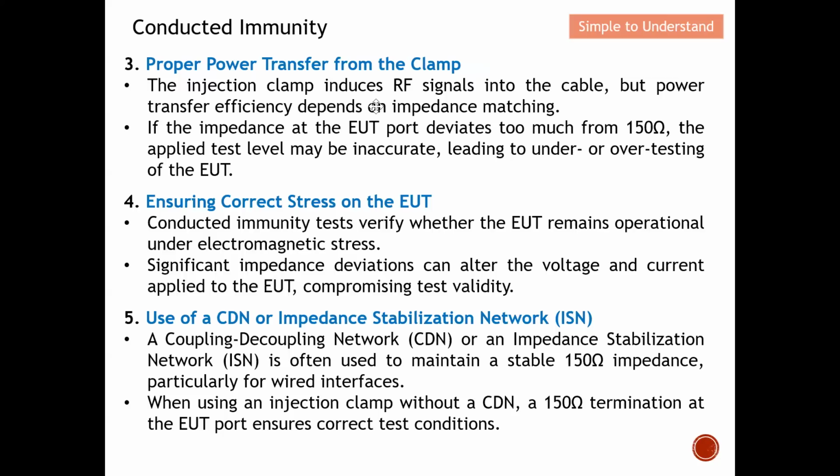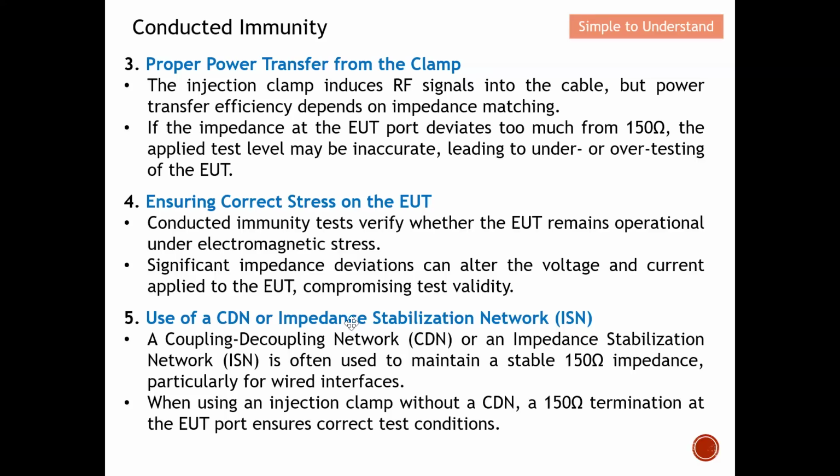Okay, if the impedance at the EUT port deviates too much from 150 ohm, the applied test level may not be accurate anymore. This may lead to under or over testing of the EUT. Next reason is to ensure the correct stress on the EUT. Conducted immunity test verifies whether the EUT can still function under this EM stress. Significant impedance deviation can alter the voltage and current applied to the EUT, and hence the test validity will be compromised. So in short, we need to ensure 150 ohm so that the result can be consistent.